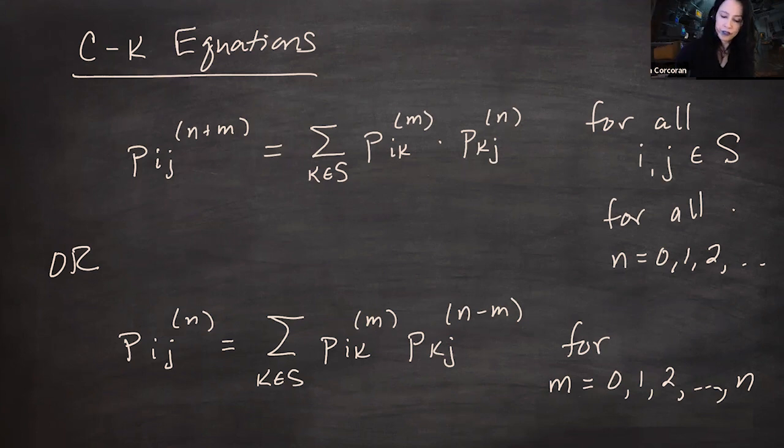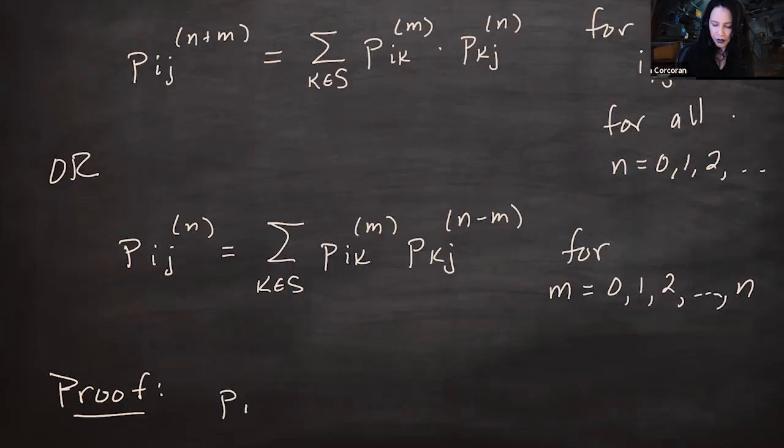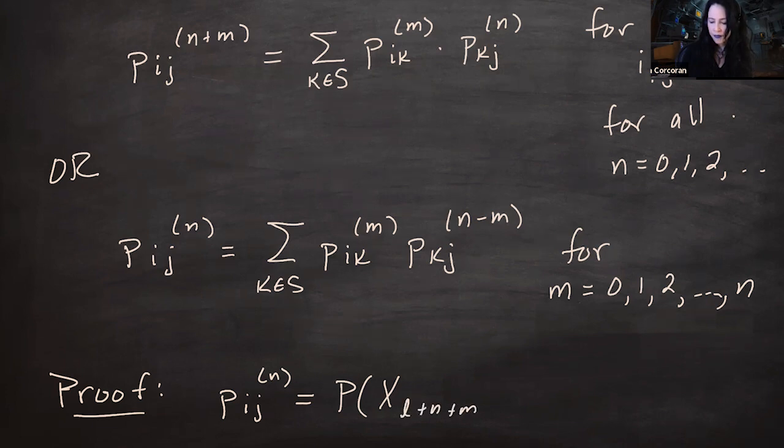You'll see in the proof. So the probability of going from i to j in n steps is just that. And you do not have to write this first piece. You could go directly to the second piece, but this is the probability. I'm going to start at some time L at state i, and then n plus m steps later be at state j. So like X sub L plus n plus m equals j, given X_L equals i.